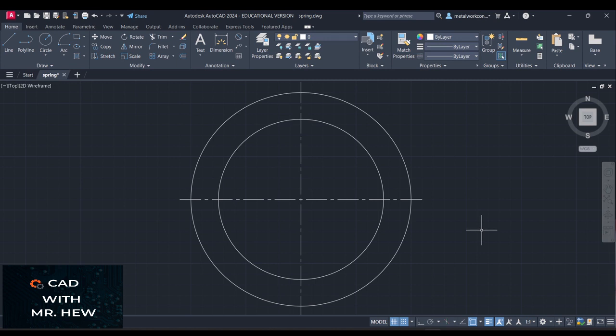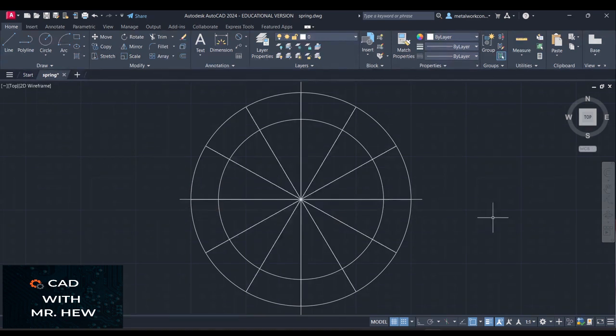The next thing that we're going to do is divide the circle into 12 equal parts. So we're going to go line, enter. Okay, here we have our circle and we have divided it into 12 equal parts.